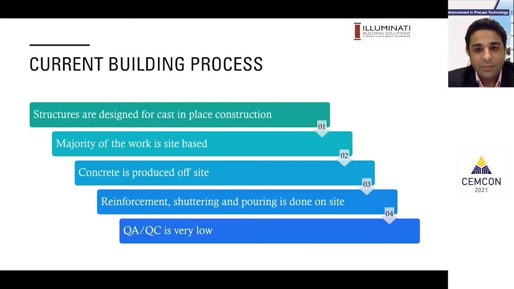So if we look at the current building processes and what we believe is wrong with it, the structures are designed to be cast in place, with minimal detailing and a very overarching kind of design. The majority of the work is site based, so any changes, any small things that go wrong, everything has to be handled at the site level. Concrete is produced off site, either at an RMC plant or at a local site based plant, which is not the same as having a proper manufactured RMC.